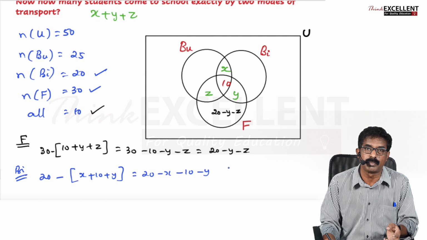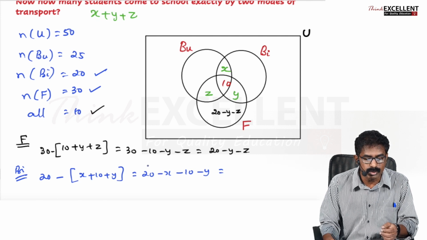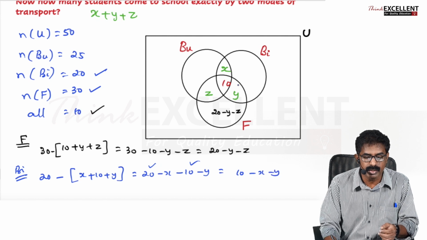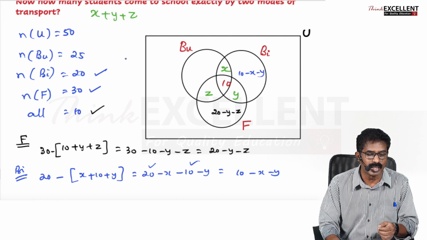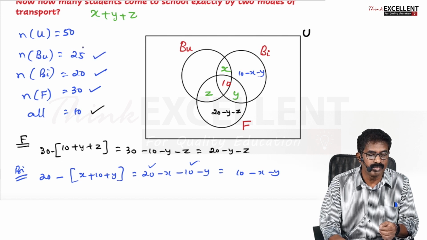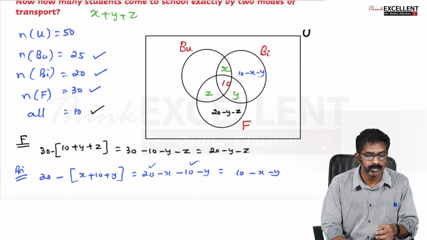By that minus you multiply. So see what you get? Like terms 20 minus 10 is 10 minus x minus y. That you write here, 10 minus x minus y. Now just one more, right? What it is? B of u coming by bus.